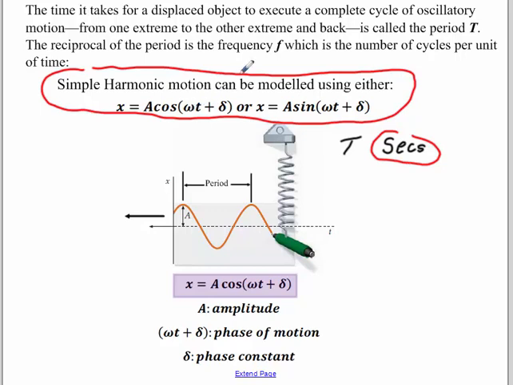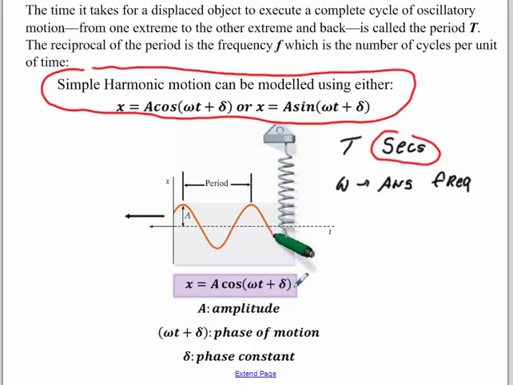Omega represents how many radians I travel per second, and that is called the angular frequency. If I release it and it goes all the way up and all the way back, I've traveled a distance of 2 pi radians. So if I know what my period is, then I can find my angular frequency, because I know I've traveled 2 pi radians in that amount of time.